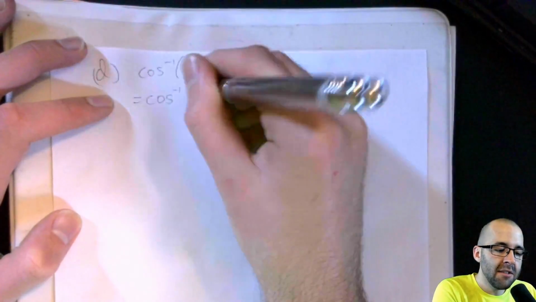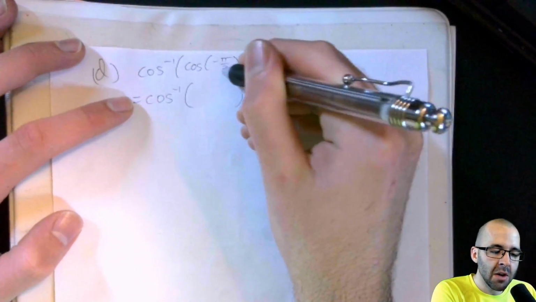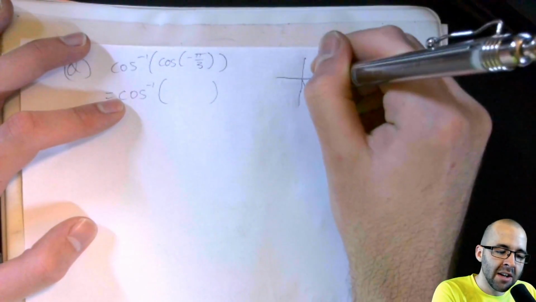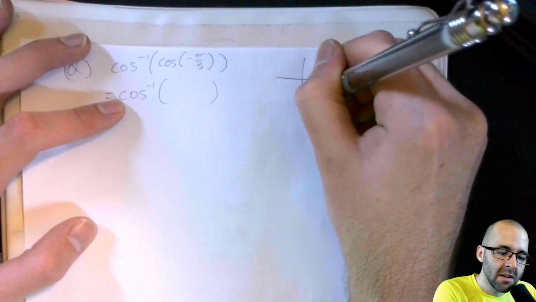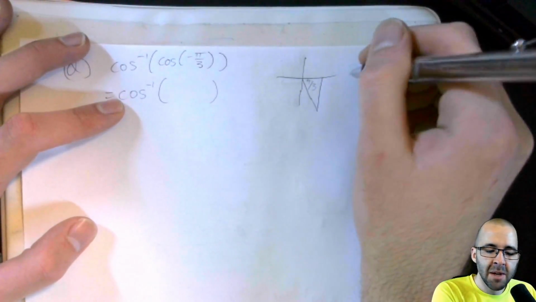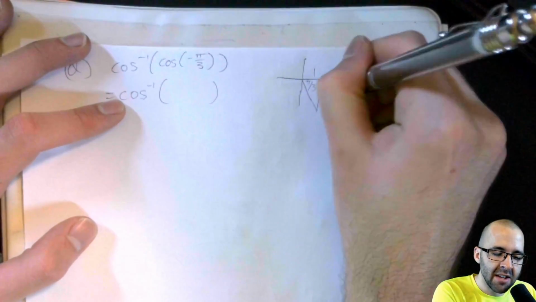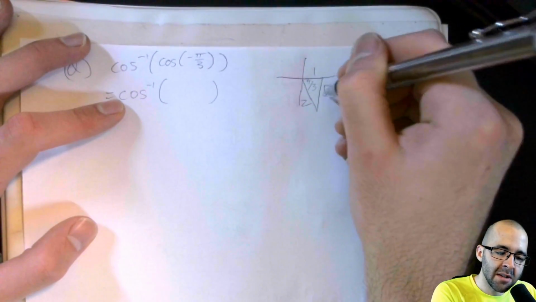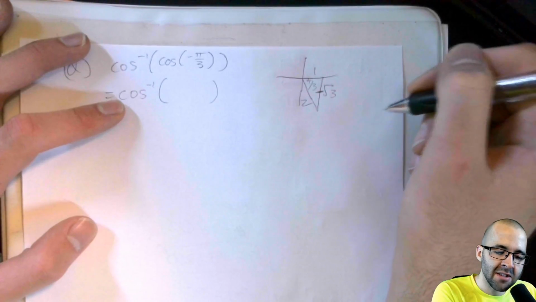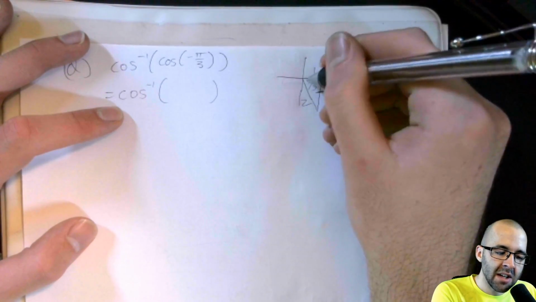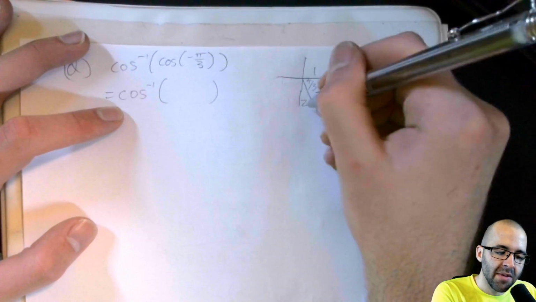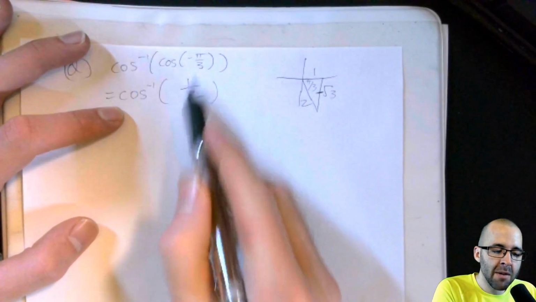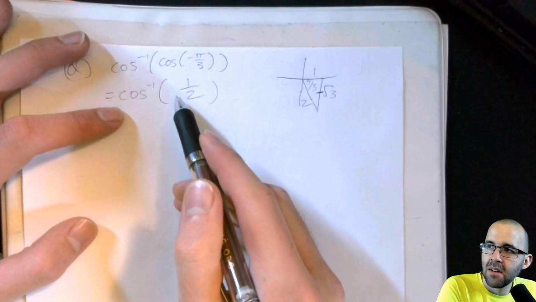All right, the inverse cosine, well, what is the cosine of negative pi over 3? We draw a picture. Negative pi over 3 is down here. Reference angle is pi over 3. Consult our special triangles to say pi over 3 looks like this. And the x-coordinate's positive, so this stays positive. The y-coordinate's negative, so that turns negative. Cosine is the adjacent over the hypotenuse. It's 1/2. So we replace cosine of negative pi over 3 with 1/2 since they're equal.